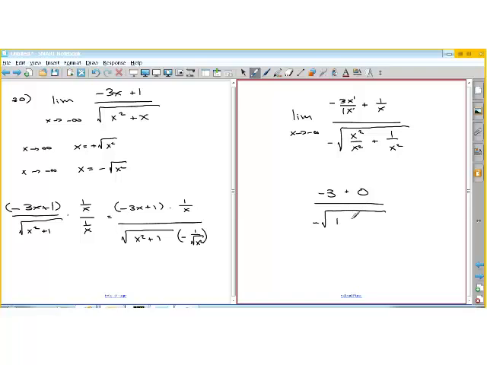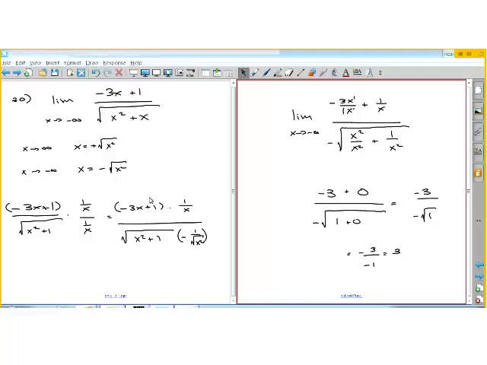And, you know, we could just cancel out and say it's 1. We don't have to do anything special. And then this goes to 0 because 1 over infinity squared is 0. So it's plus 0. So we get negative 3 over negative the square root of 1. Square root of 1 is 1, so you get negative 3 divided by negative 1, which is positive 3.